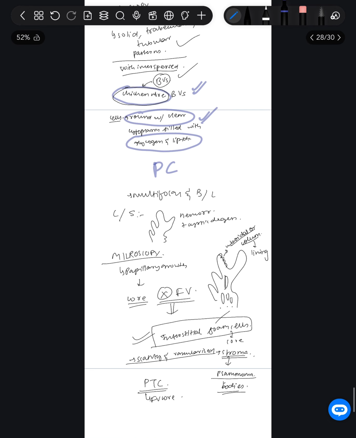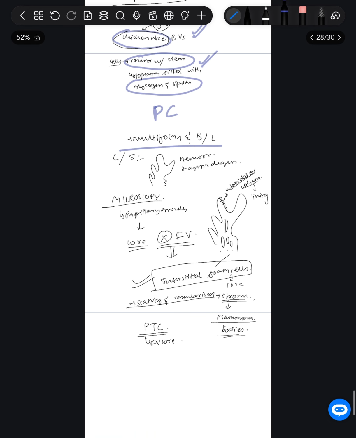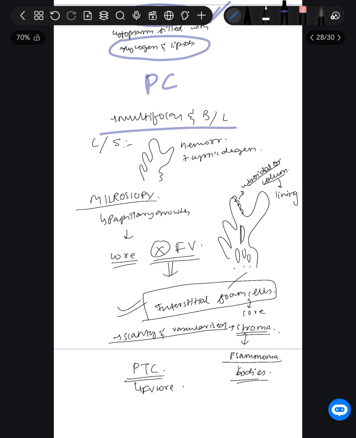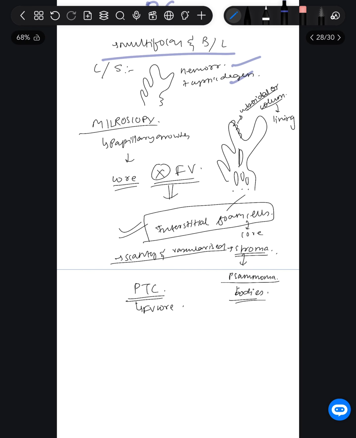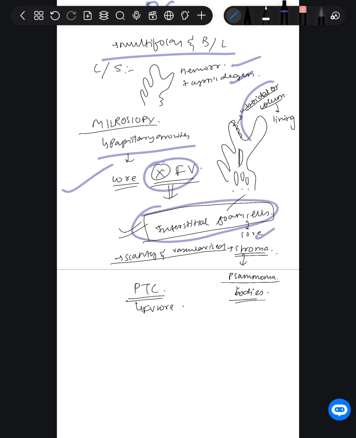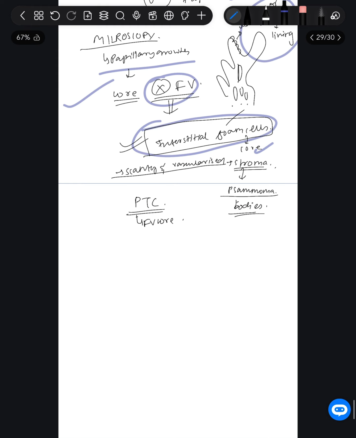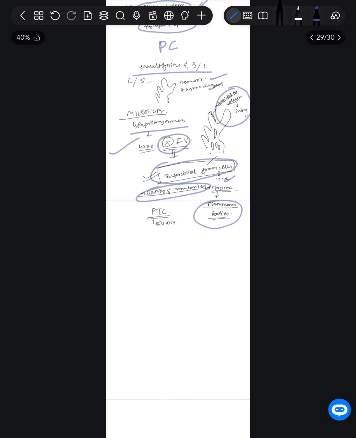You have to remember. In papillary, the growth is the opposite of clear cells, which is multifocal and bilateral. Cut surface is hemorrhagic, and cystic degenerated parts are seen. Microscopy, papillary growth here, with no fibrovascular core, but interstitial foam cells in the core. Lining is columnar and cuboidal. Psammoma bodies are present, and we have scanty vascularized stroma also. This you have to remember.